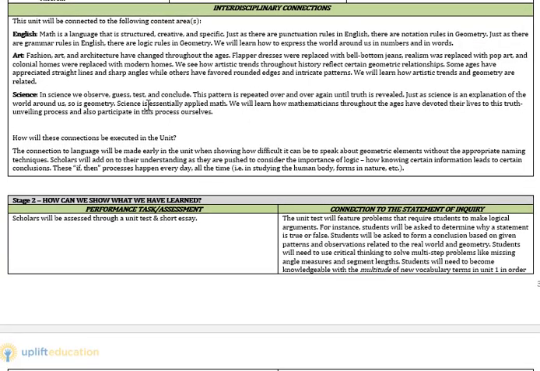Interdisciplinary connections. These are examples of how you might want to connect this unit with other courses that your scholars are taking. So in English, a really easy way is that math is a language, and it's structured, creative, and specific. Just as there are punctuation rules in English, there are notation rules in geometry. I think that's going to be a really easy connection for the scholars to make. You can't put a comma at the end of a sentence. You put a period or an exclamation point. In geometry, you put a line over AB if the segment is AB. You put a line over it, not an arrow, etc.